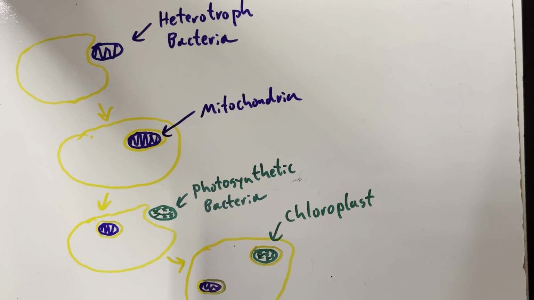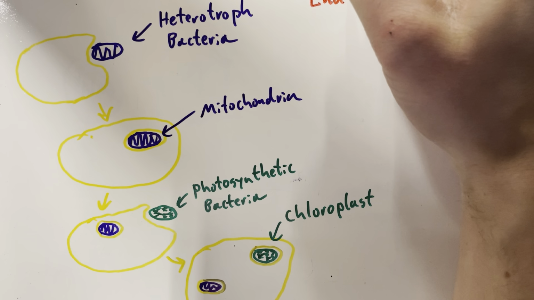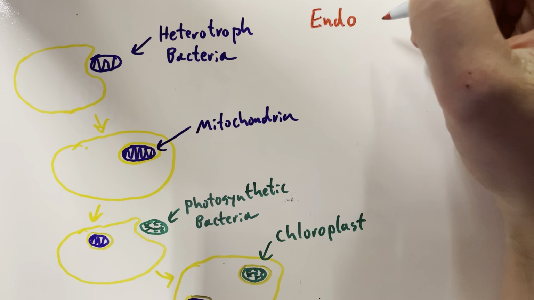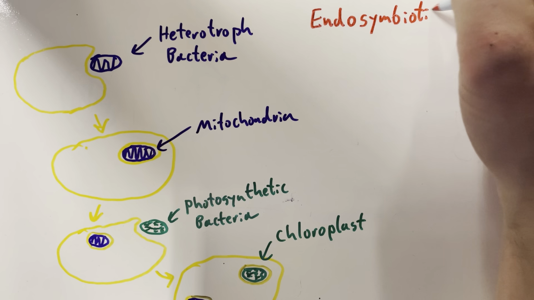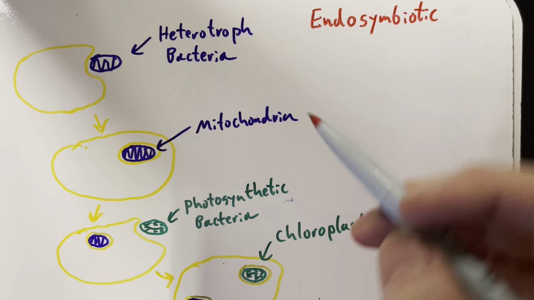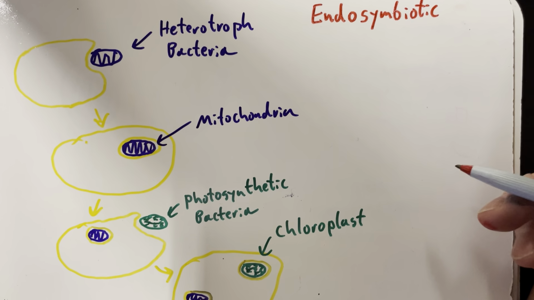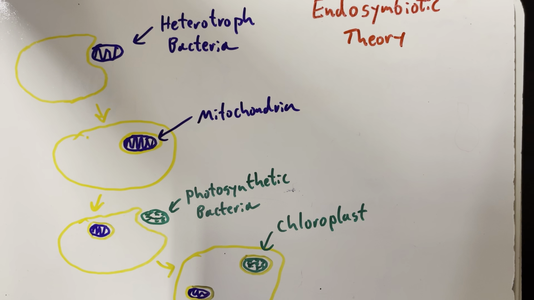This whole thing is called endosymbiotic theory. Endo being like inside of, symbiotic, again, because they started out with the symbiotic relationship where it was a completely separate organism, but then eventually became just a part of the larger organism. And we have three main pieces of evidence for this symbiotic theory.